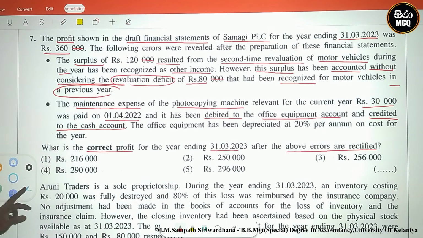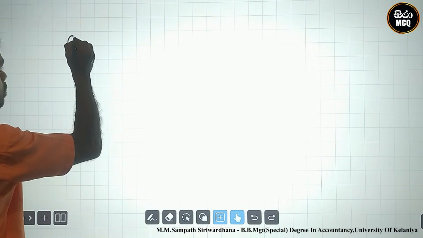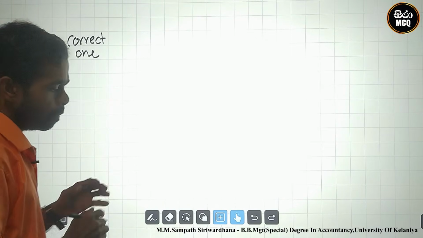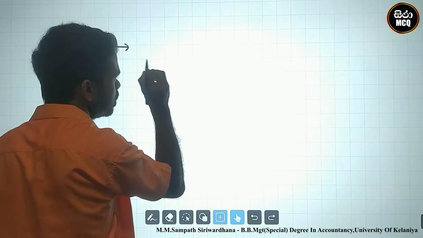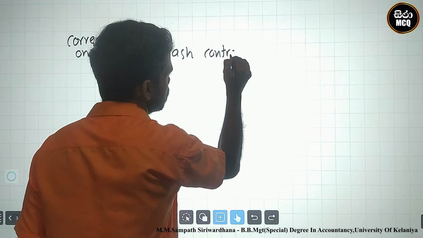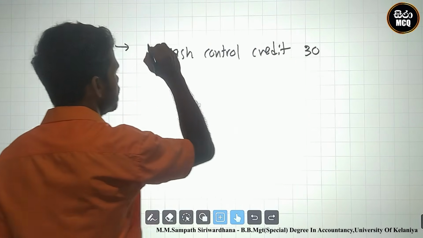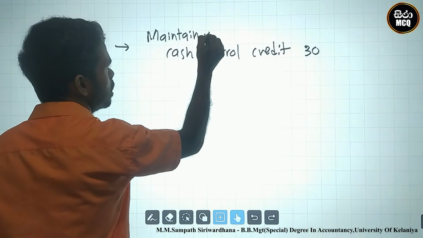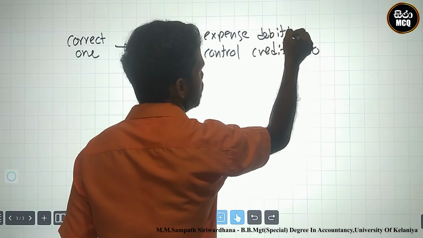Look here, firstly you must identify the correct double entry. What is the correct one? Paid maintenance expense now. Therefore, what is the double entry for the correct one? Cash control credit 30,000, debit to maintenance expense. Maintenance expense debit. This is the correct double entry.